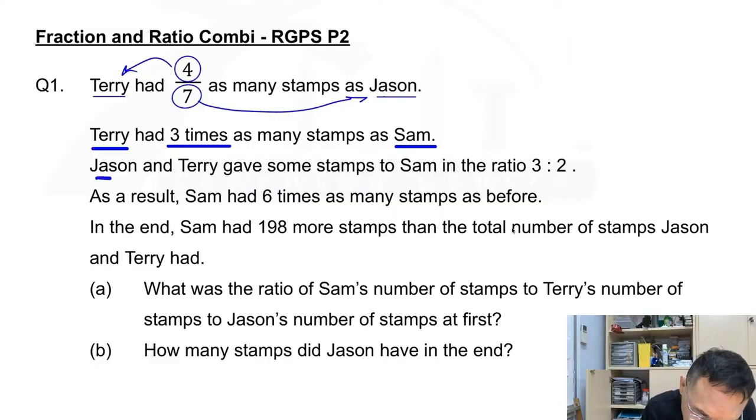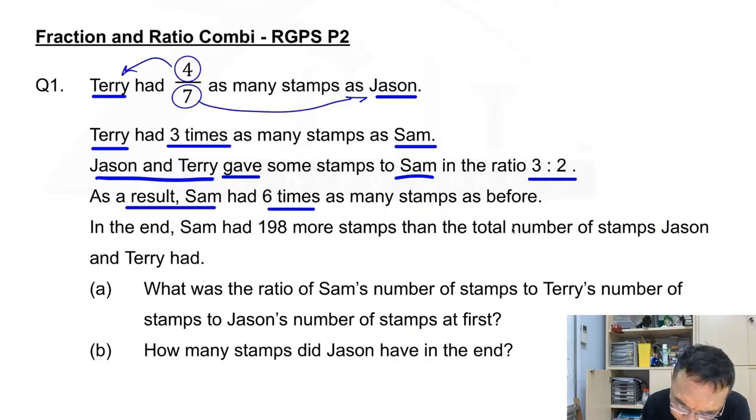And then they say that Jason and Terry, these two people, gave some stamps to Sam. Okay? Because they're very scared of Sam. And they gave it in the ratio of 3:2. As a result, Sam is now 6 times as many as before, okay? In the end, Sam is 198 more than the total of Jason and Terry.